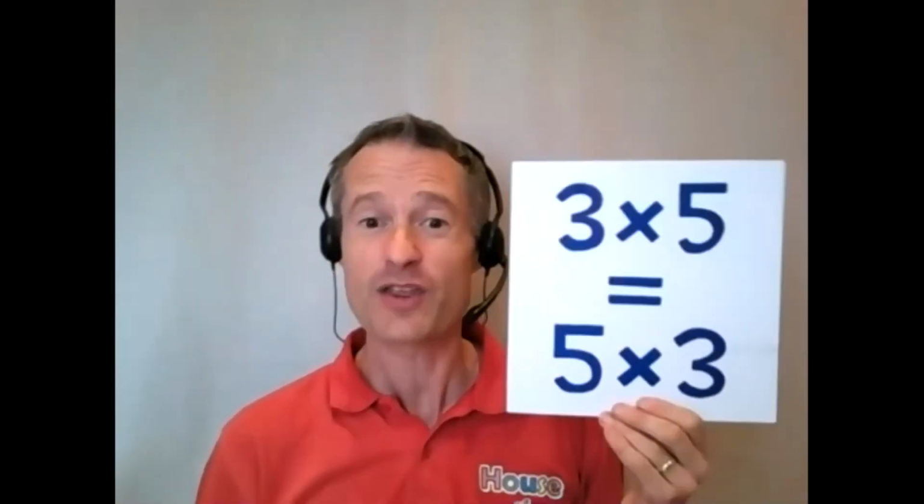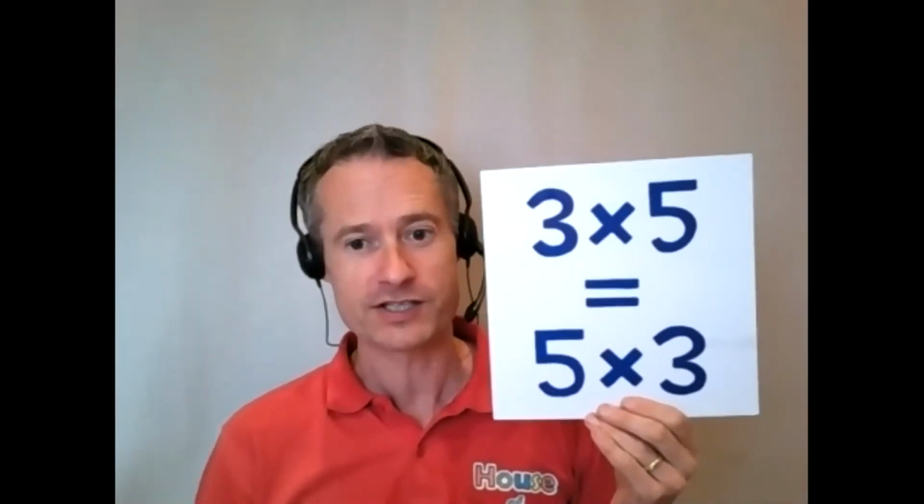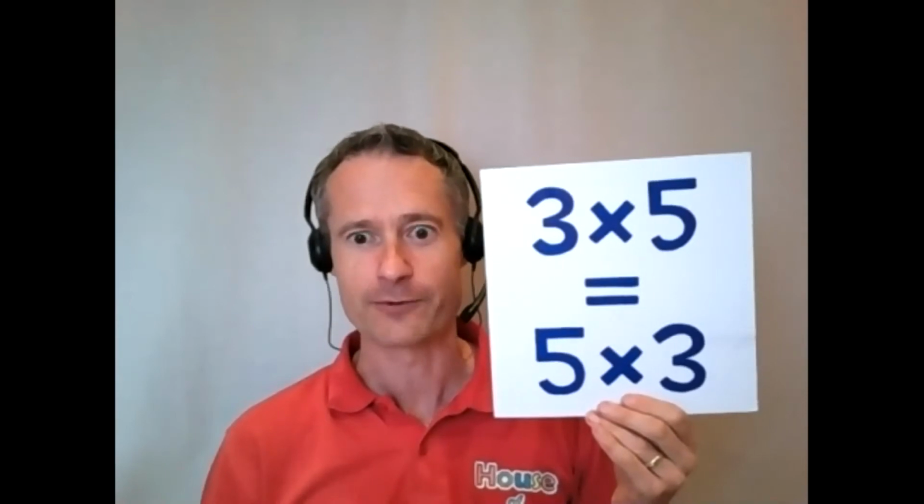So 4 lots of 3 is the same as 3 lots of 4, which is great news. It means the times tables work both ways. This makes it really easy to count the red blobs on this card here. We can either go 5, 10, 15 counting in fives, or we can go 3, 6, 9, 12, 15 counting in threes. Either way, you'll get the same answer because the times tables work both ways round.